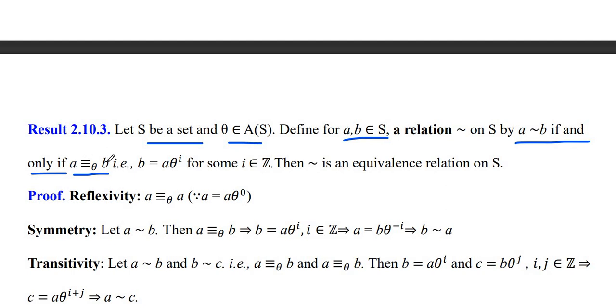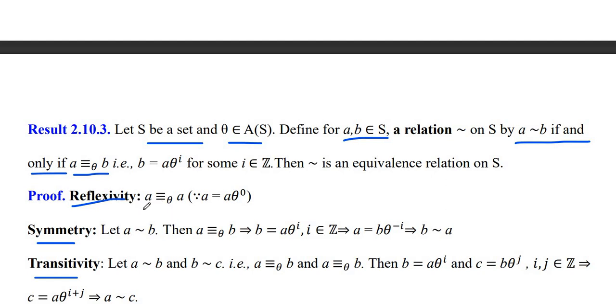So A is congruent to B with respect to theta. What is the meaning of this? B is the image of A under theta power i for some integer i. So now we establish that this tilde is an equivalence relation on S. Of course, we have to check reflexivity, symmetry and transitivity.